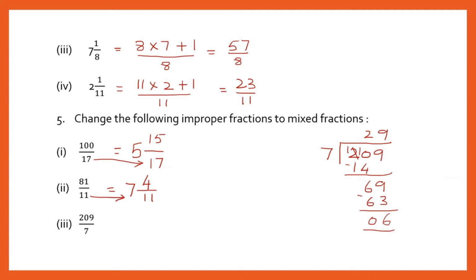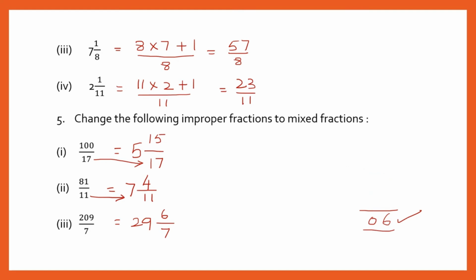Okay, so now I'm going to use my quotient and my remainder to form my mixed fraction. Quotient is my whole number, 29. 6 is my numerator and my denominator is the same, that is 7. Okay, I hope you got that. Let's go on to the next one.